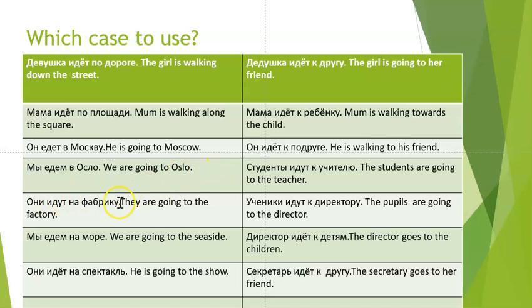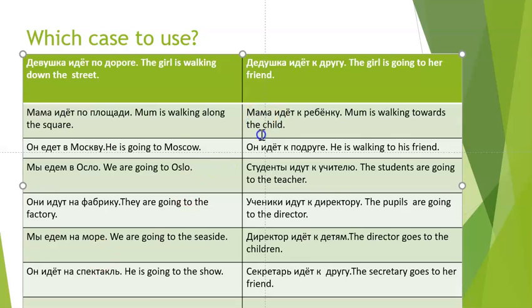Мы едем в Осло, we are going to Oslo, it's again movement. Они идут на фабрику, they are going to the factory, again movement to a place. Мы едем на море, we are going to the seaside. And он идет на спектакль, he is going to the show. So as you can see, all of these examples which we had with the verbs of motion идёт or едет plus в, then it's definitely accusative if you want to say he is moving to or he is going to.